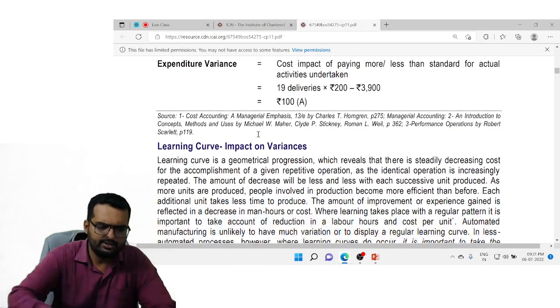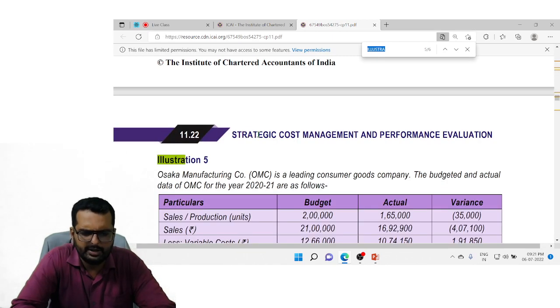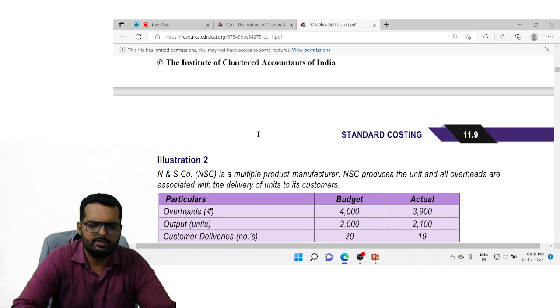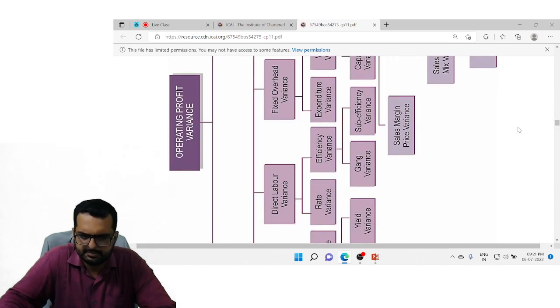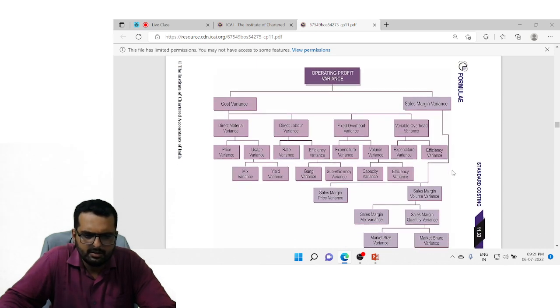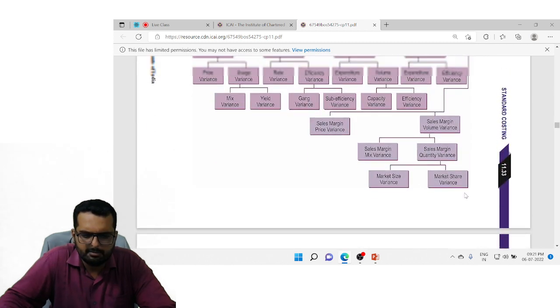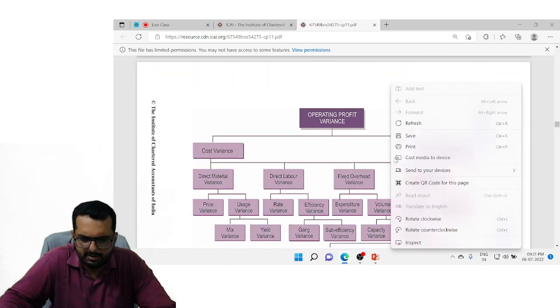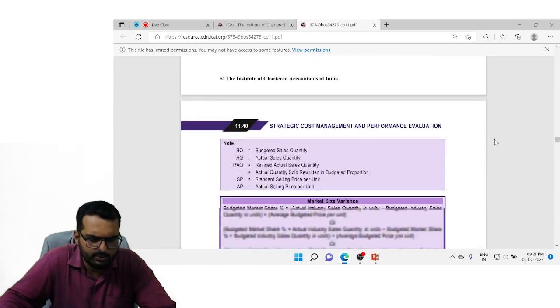So we are done with illustration number 2. Illustration 3 is on learning curve. That we'll do later. Okay, let's go to the next problem now, which is given down. We have a beautiful table. All the variances, material, labor, and so on, everything is there in this one table. You can check this later on. I'm coming down to the next question.